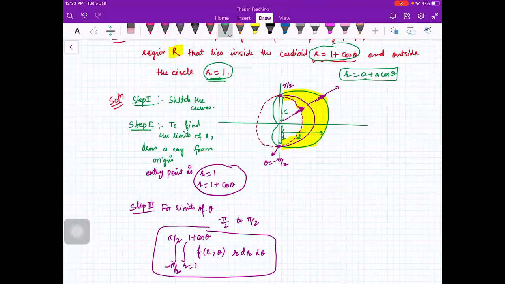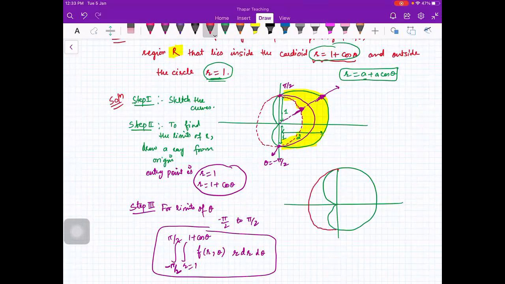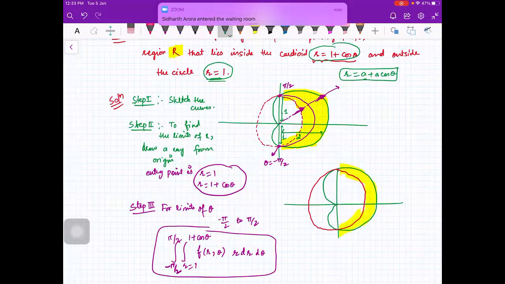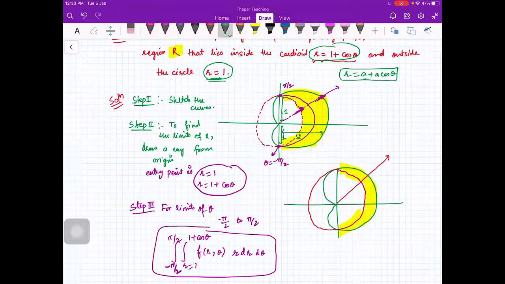No, beta, you have to see. I told you, first of all, you will plot. This is the plot of the cardioid, and this is my circle. So this is the region I am talking about. For getting the limits of r, you will just plot a ray from the origin towards your region R. Now you will note the entry point and the exit point.